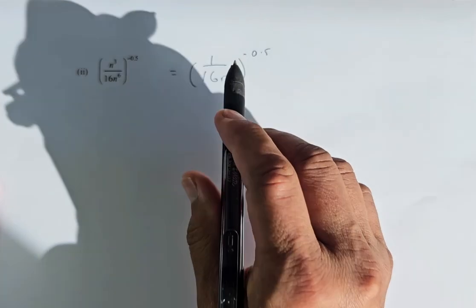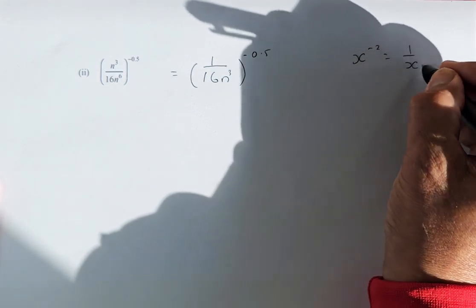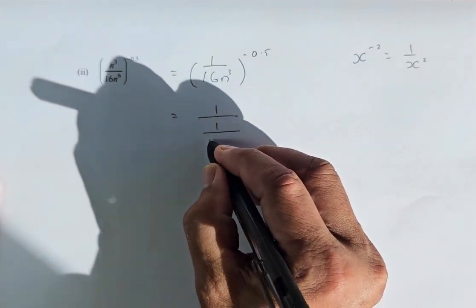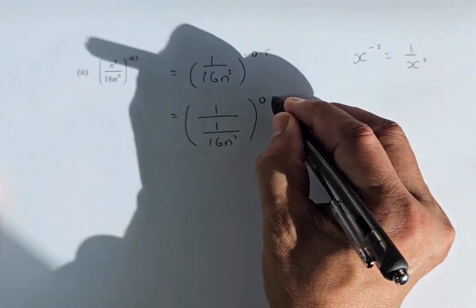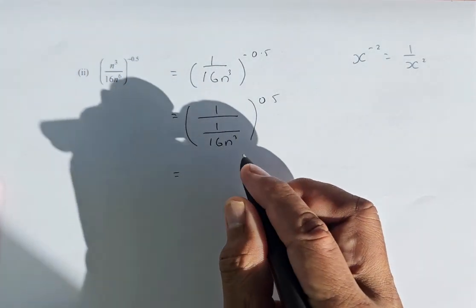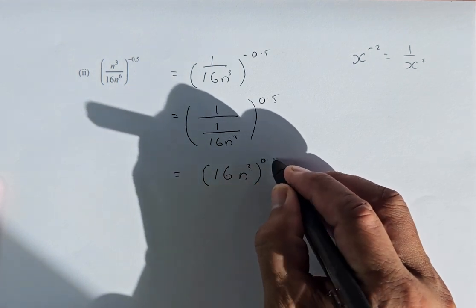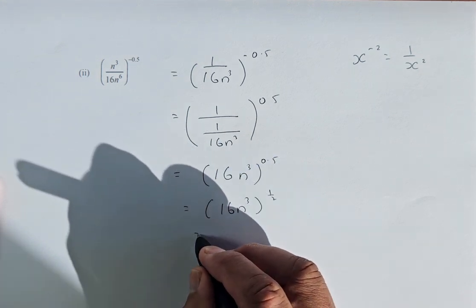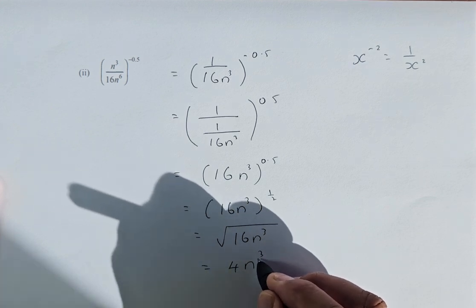To get rid of the negative power, it's very simple. If you know x to the minus 2 is the same as 1 over x squared, then to get rid of the minus, just do the same thing. So it's going to be 1 over the square root of the 1 over 16n cubed, that is the power of 0.5, because to change the negative to positive, you just put 1 over that number. So if you know how to manipulate this, it's the same as 16n cubed to the power of 0.5, or 16n cubed to the power of half, which is the square root of 16n cubed, the same as 4n to the power of 3 over 2.